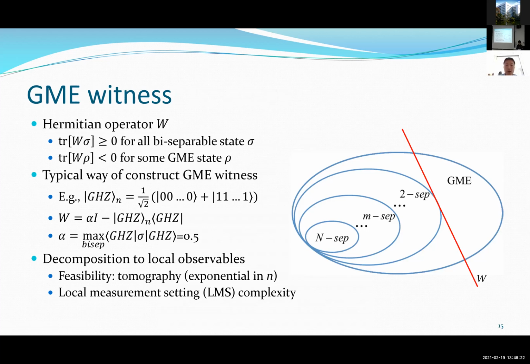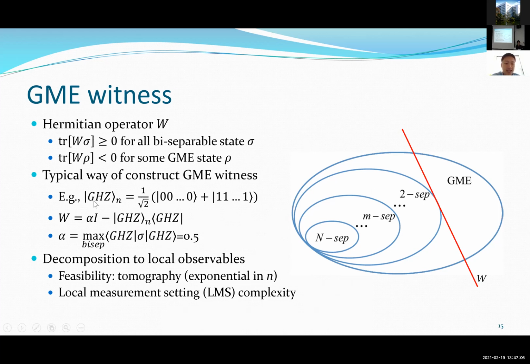Okay, so today I will focus on genuinely multipartite entanglement. Similar to the bipartite entanglement witness, we can also have a genuine multipartite entanglement witness, because of the convexity of the biseparable states. So we have a witness that should be non-negative for all biseparable states sigma, and for some genuinely entangled state, it is negative. That's the definition, pretty much the same as the bipartite entanglement witness. It's a natural extension.